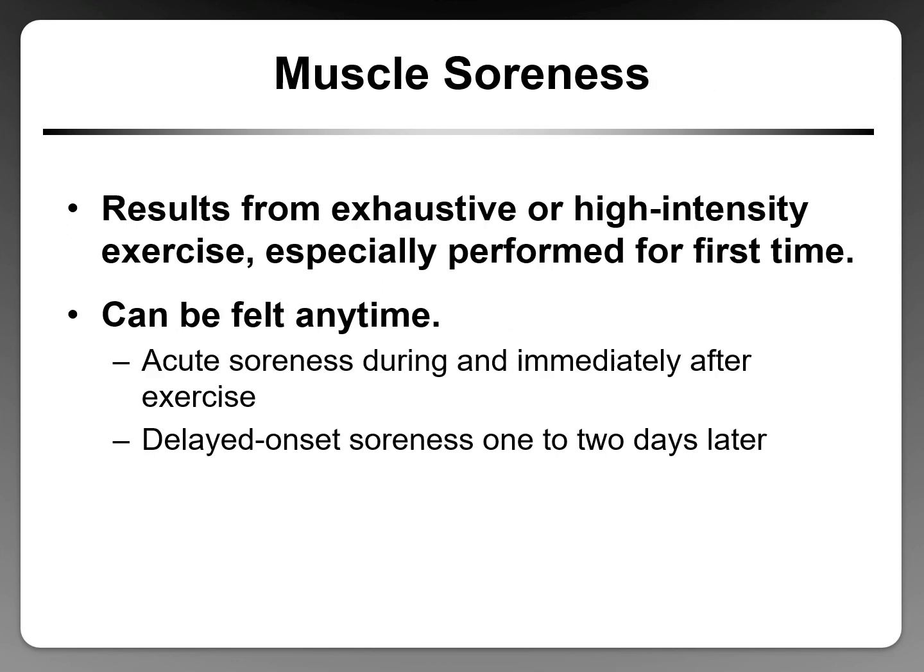So, last topic to discuss is going to be muscle soreness and cramps. General muscle soreness tends to result from exhaustive or high intensity exercise, especially if it's your first time going at that intensity or doing that particular exercise. Muscle soreness can be felt at any time. You can have more acute soreness during or immediately after exercise, or you can have delayed onset muscle soreness, or DOMS, 1 or 2 days later.